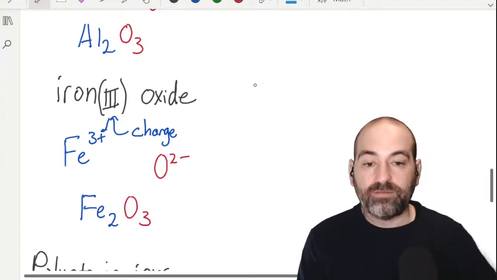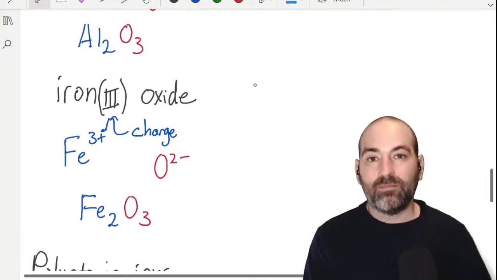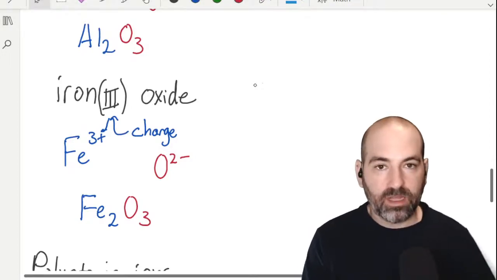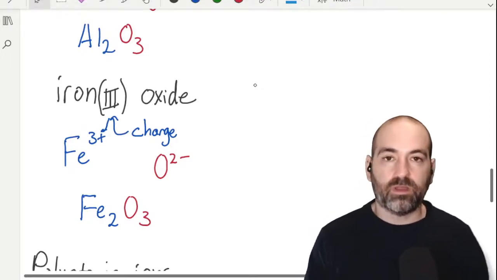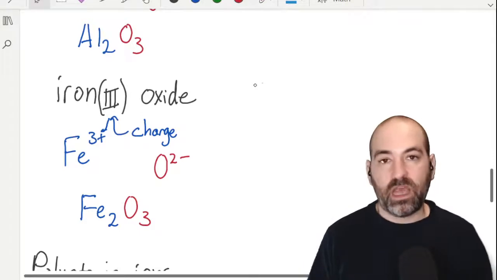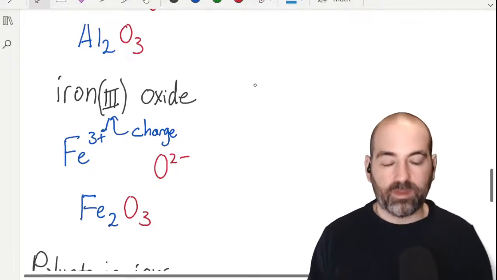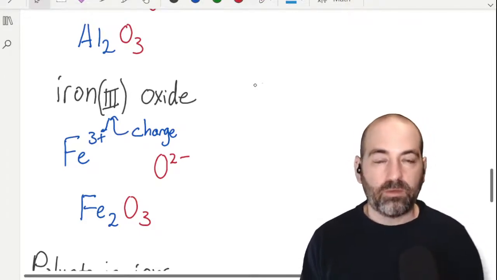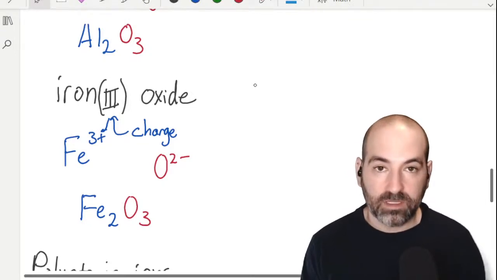Also, I should note, you don't have to go the other direction. You don't have to name the compounds, like come up with the correct names from the compounds. We didn't really go through all those rules. But if you see the name of a compound, you should be able to write the formula. That's the goal here.